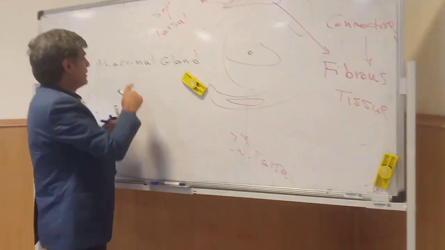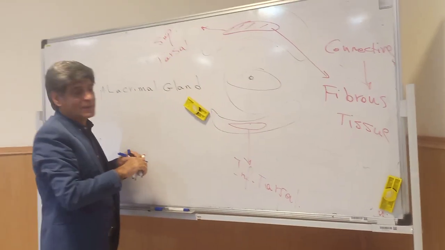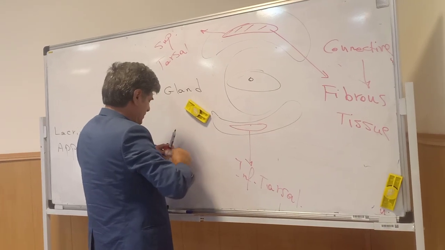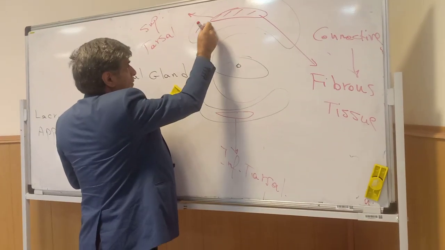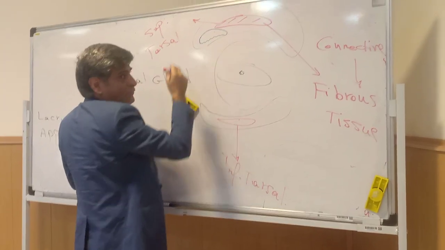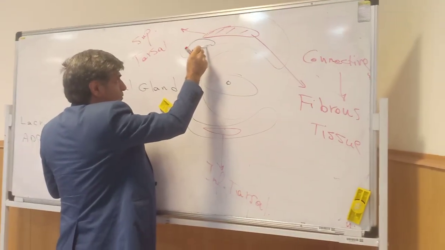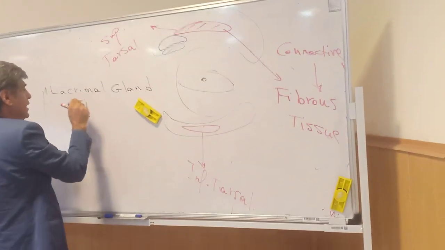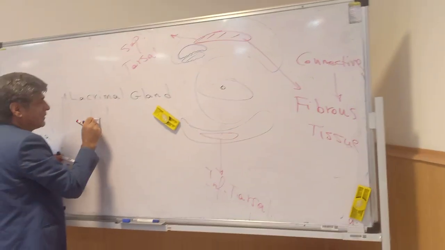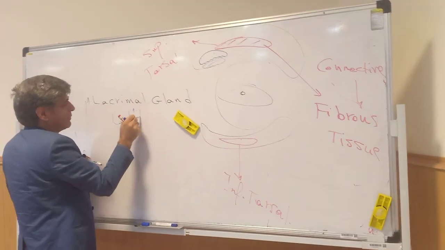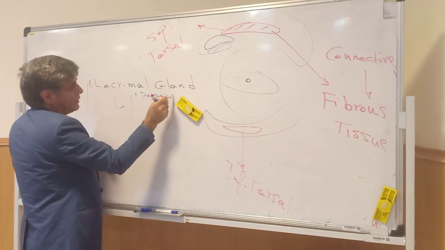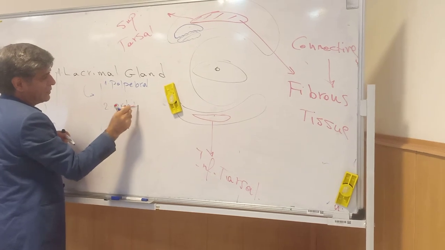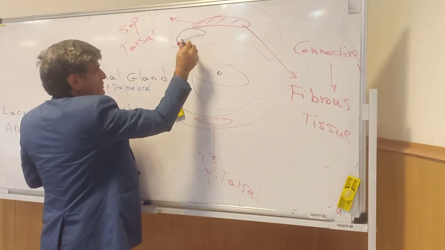Okay, lacrimal gland. The lacrimal gland contains two parts. The smaller part is inside the palpebra, and another part is the orbital. One part is the palpebral part, another part is the orbital. Orbital is smallest. Orbital means orbit, okay?